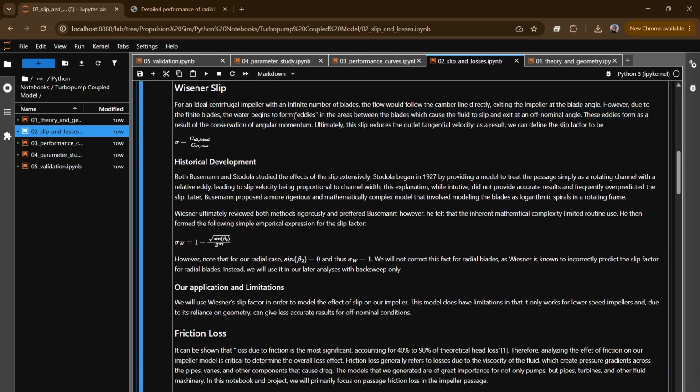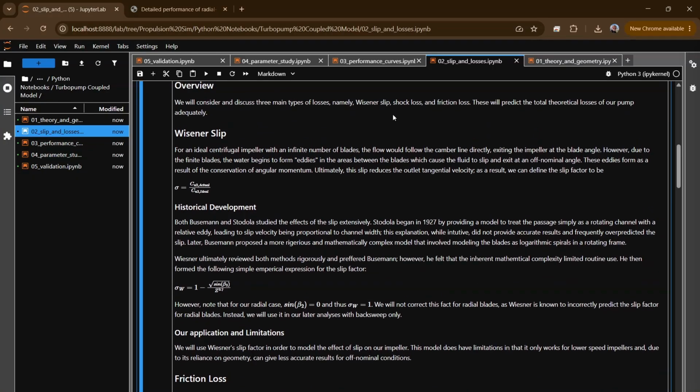Additionally, there's the eddies explanation, where the water has the blades, the back of the blades form a low pressure area, while the front of the blades on the front of the other blade forms a high pressure area. So that effectively creates an eddy, and that eddy causes it to have tangential velocity in the direction of rotation for a backswept blade when it's spinning. So we just need to account for that. We account for that via the slip factor sigma.